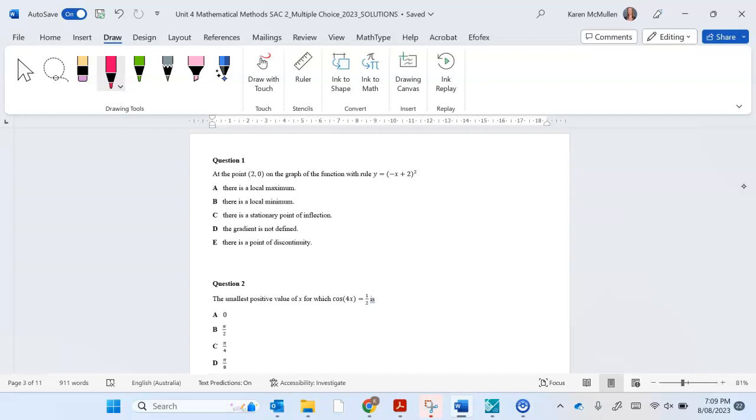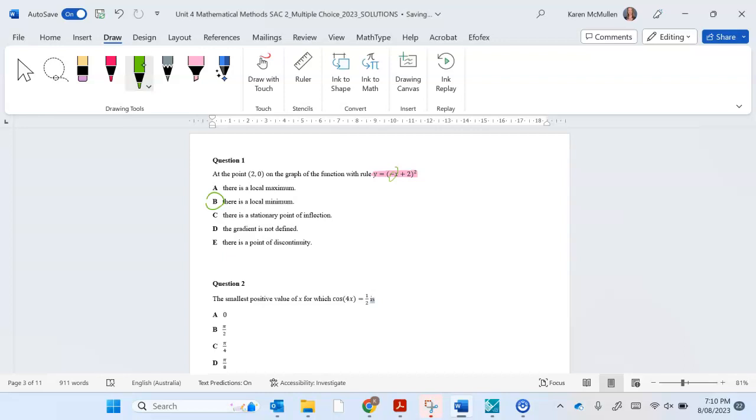Alright, so question number 1. At the point (2, 0) on the graph of the function y equals (negative x plus 2) squared, we just want to know what is happening there. So it is a local minimum. Now, if you were unsure, you could just graph this on your calculator, but the negative sign inside just means it's been reflected along the y-axis, which makes no difference because you're actually going to be squaring it. So we've got a local minimum there.